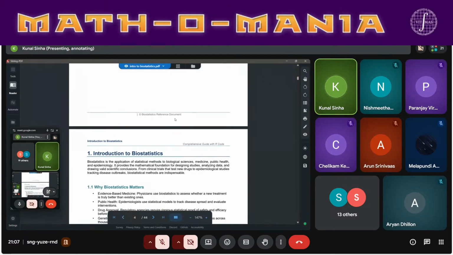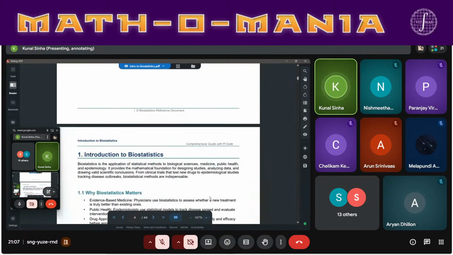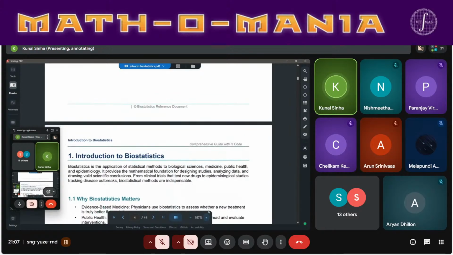Today's session is on biostatistics and basically how statistics and math as a whole helps us in dealing with biological data. Let's get into the topic. Biostatistics is the application of statistical methods into biological sciences. This encompasses everything: medicine, public health, but other than this, there is scRNA and bulk RNA analysis, and even phylogenetic analysis also comes under this.